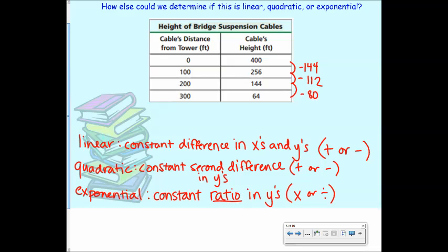So then what would I do to figure out if it's quadratic? Find the second difference. So if I'm going from negative 144 to negative 112, what am I doing? It's not minus 32, it's plus 32. And as I'm going from negative 112 to negative 80, what am I doing? Plus 32. So this is a quadratic, because it's got a constant second difference.